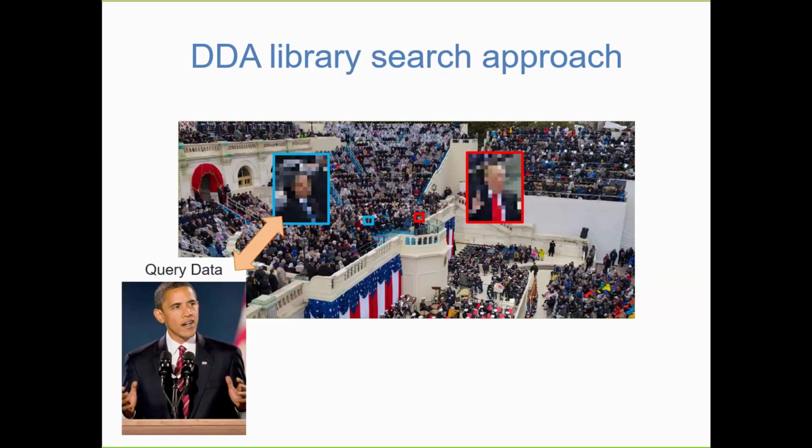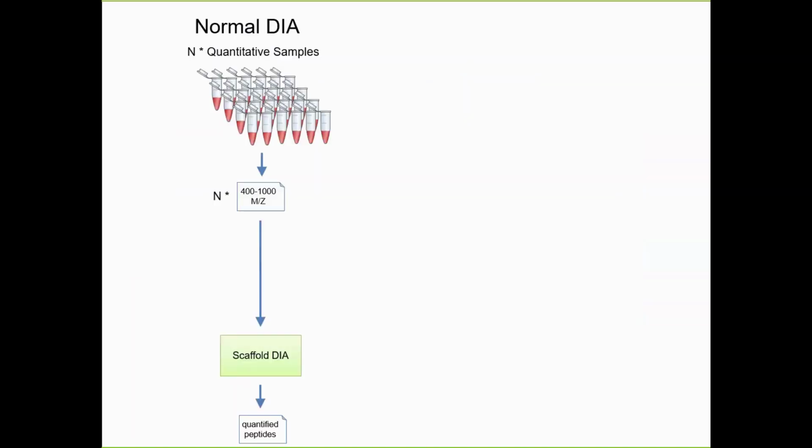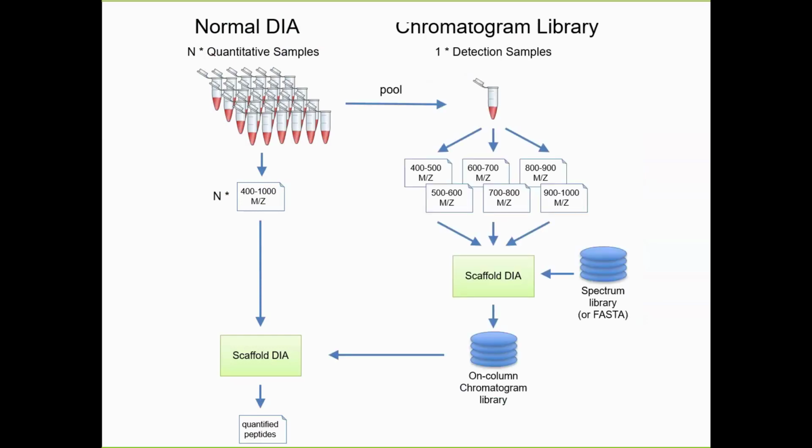So the way in which we can leverage this gas phase fragmentation approach is through what we call chromatogram library acquisition. So typically we might acquire n quantitative samples, where this would be 40 or 50 or 100 different quantitative samples that we would want to measure from an entire precursor isolation range. We would analyze these with Scaffold DIA and try to quantify these peptides. So that can be done, but what we're trying to do is take a sub-aliquot off of the top of each one of these samples, or a representative fraction of these samples, pool those samples, and then make a detection sample.